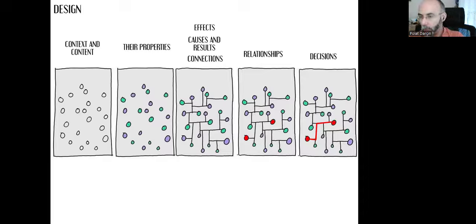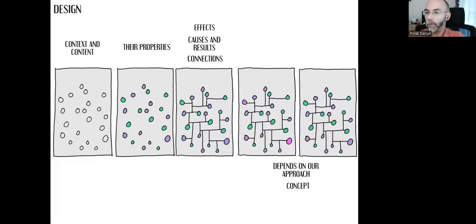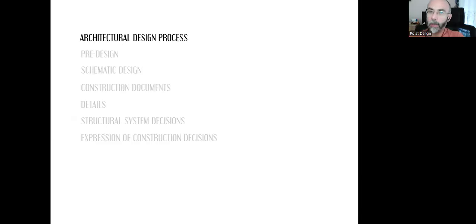And all these connections, all these relationships, depend on our approach. If we change our approach, if we change the underlying idea, the concept, then of course, we can figure out different connections, different relationships, and make different decisions. So that can be the basic definition of the architectural design process.